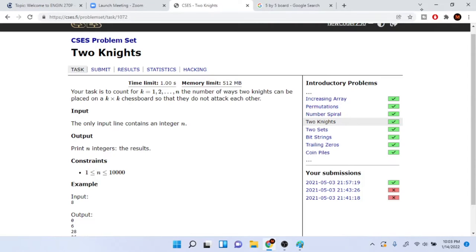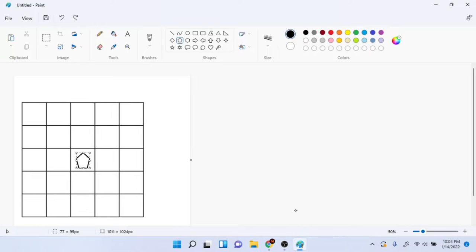Well, before you even start doing this problem, you have to know how knights move. Knights can only move in an L shape. So let's say I have a knight in the center of this board. A knight can only move in an L shape, so I could move up two and to the left one, or up two and to the right one.